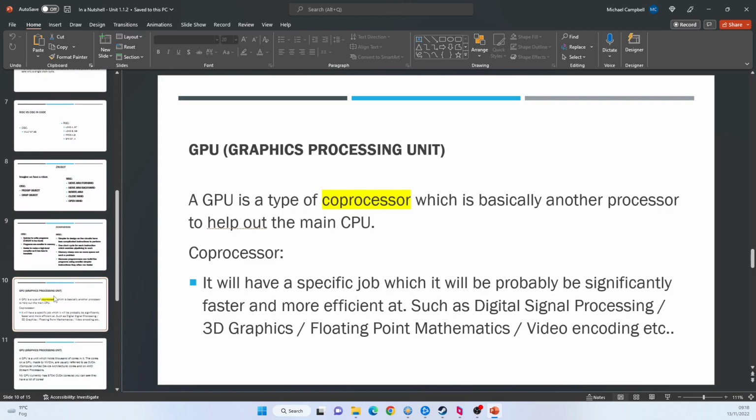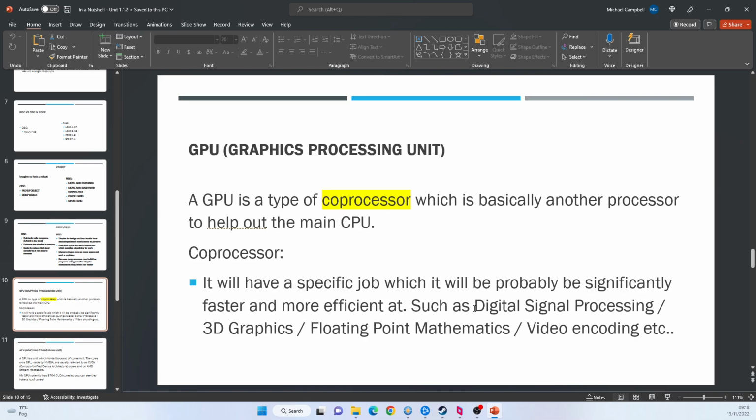So a GPU is a type of coprocessor. A coprocessor is a processor which basically helps out the CPU. They generally have a specific job, because otherwise why would you want one? Because the CPU is a general purpose processor used to do many things, there are obviously some things that a coprocessor will be better at.